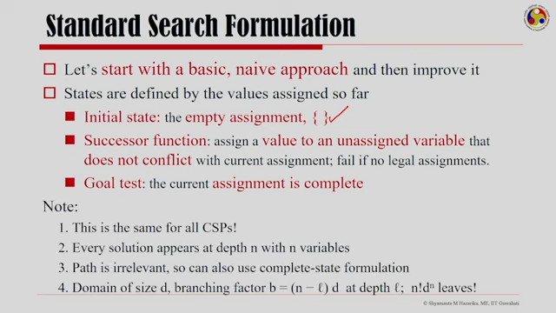Now, we should note that this is the same for all CSPs. Every solution appears at depth n with n variables. Path is irrelevant, so we can also use complete state formulation. And for a domain of size d, we have a branching factor b of (n minus l) into d at depth l. So, that leads to n factorial into d to the power n leaves, and this is a huge space to search. Could we do better than this?